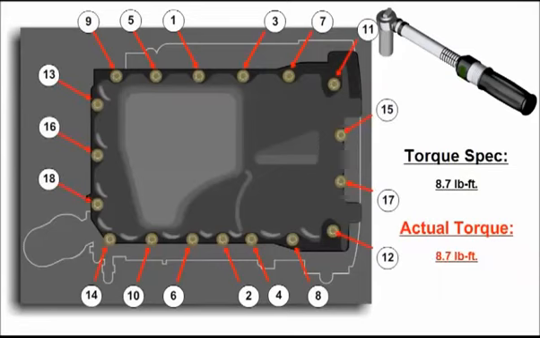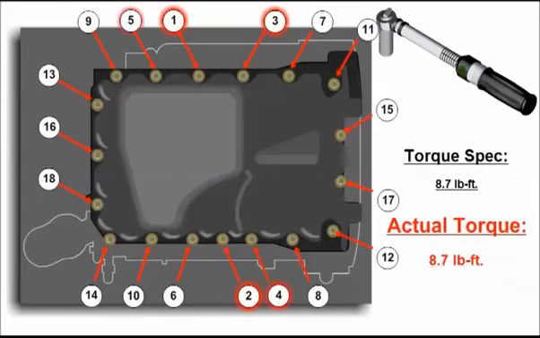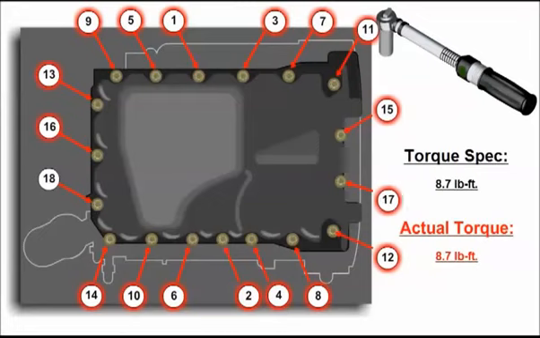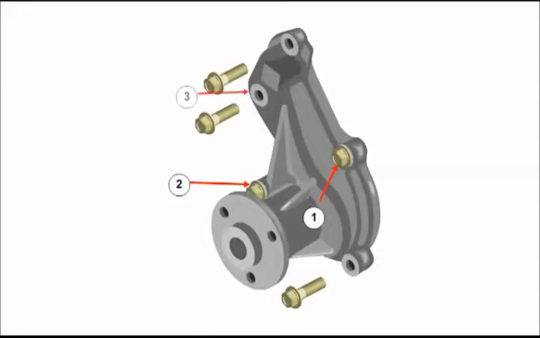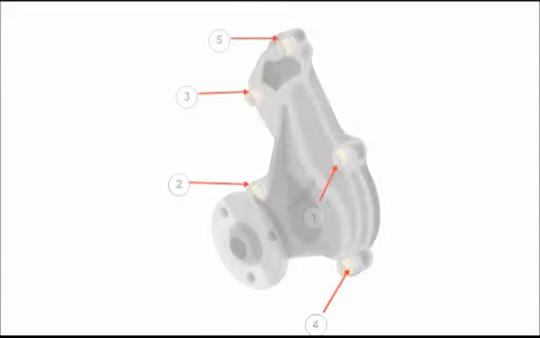Then come back and start the sequence over, torquing them to the full specification. This ensures that the torque will be evenly distributed to the entire component. If no pattern is specified, such as on this water pump, tighten the fasteners in a crisscross pattern, starting in the middle and working your way outward.